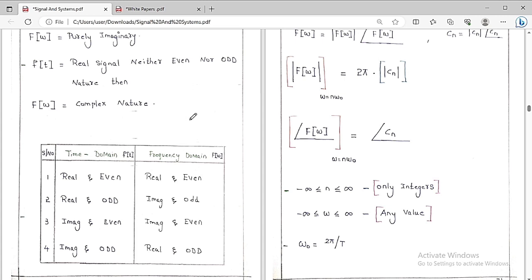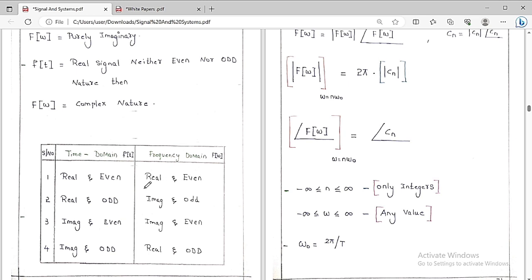Now I have given a small table. Listen carefully. This is the time domain of f(t) and this is the frequency domain. For a periodic signal or non-periodic signal, suppose f(t) is real as well as even, then what is going to happen? Just now we have discussed, if f(t) is real and even, then F(ω) will have only the real part. So F(ω) will be purely real. Real means the real part is always even in nature. Just now we have discussed that the real part is always even in nature.